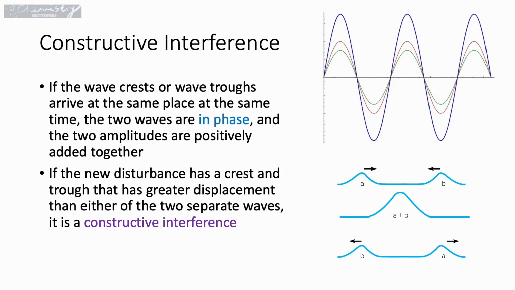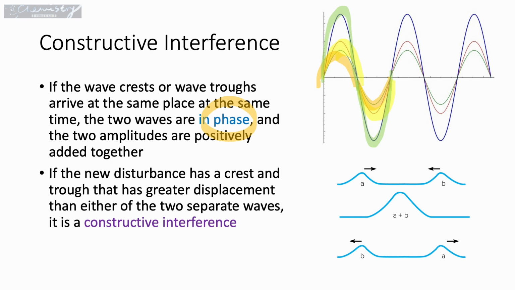So first thing, let's look at constructive interference. Constructive interference is saying that if our wave crests and wave troughs are at the same place. So we have wave number 1 and wave number 2. Their crests and troughs are in the same place. Then we call them in phase. The result of this is that the amplitude of their combined wave is going to be adding up the 2 small ones. So this is called a constructive interference, where the new disturbance has a crest and a trough that has a greater displacement than its original one.